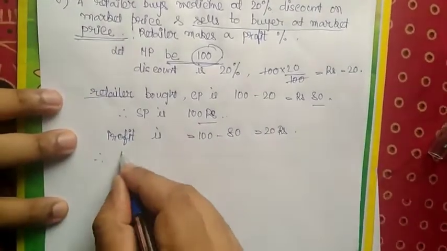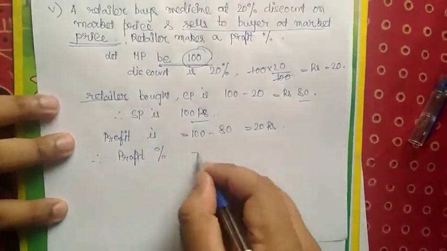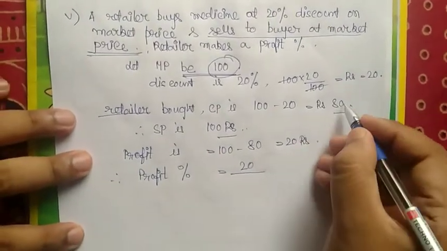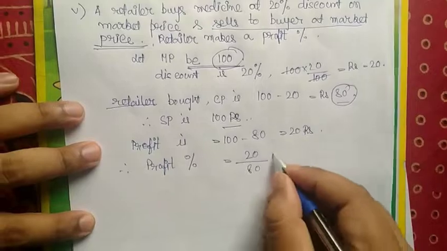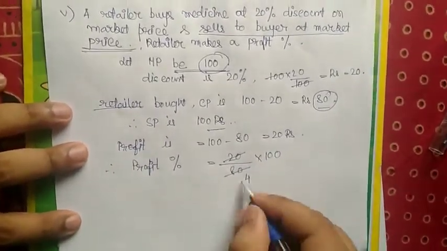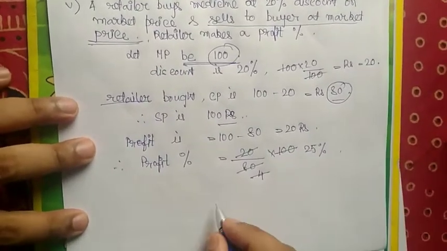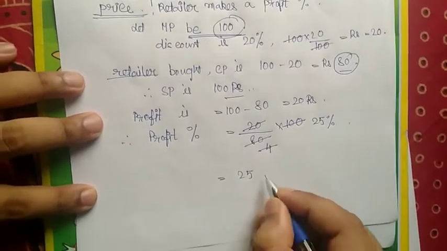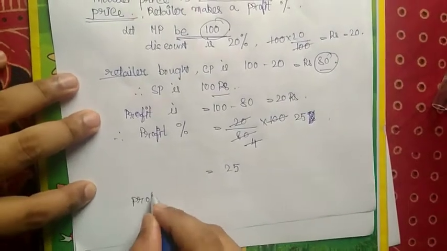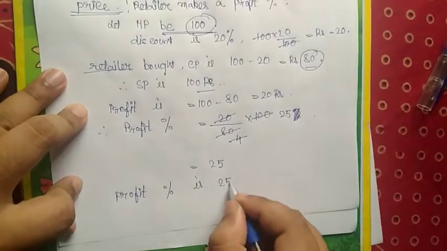So therefore profit percentage is profit by CP. Here CP is 80, into 100. This is 4, dividing by 4 gives 25%. So profit percentage is 25. So profit percentage is 25%. This is the answer.